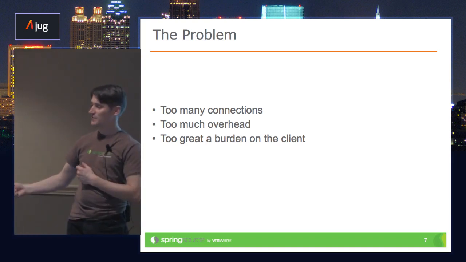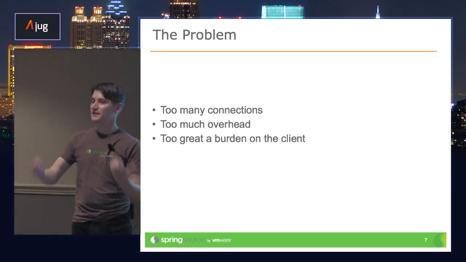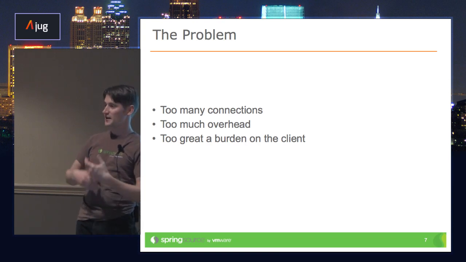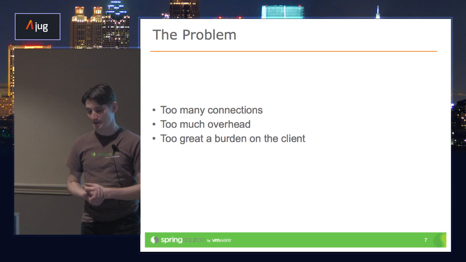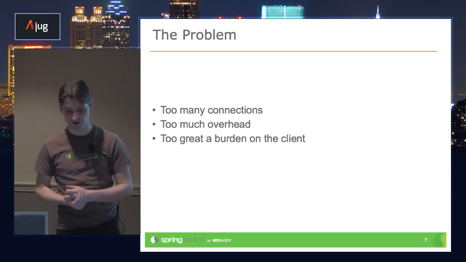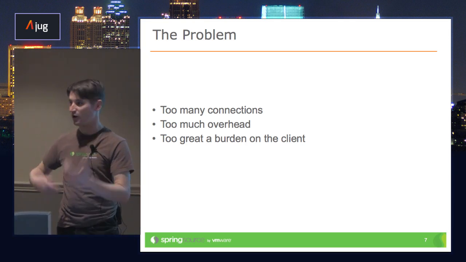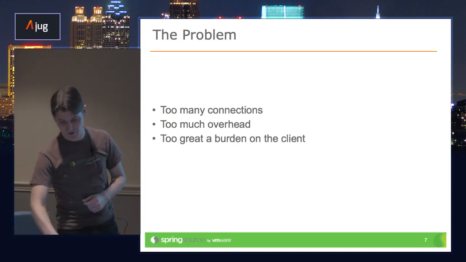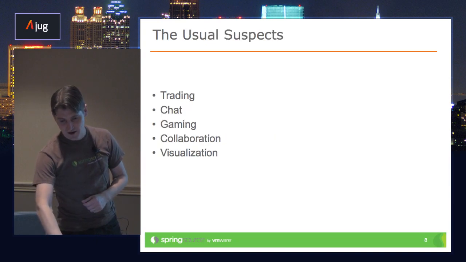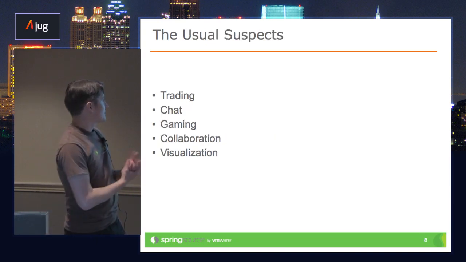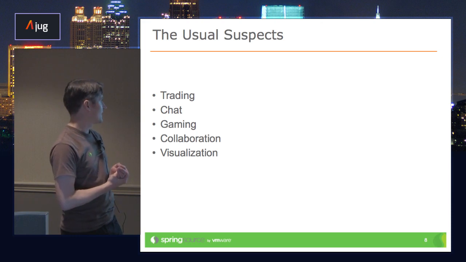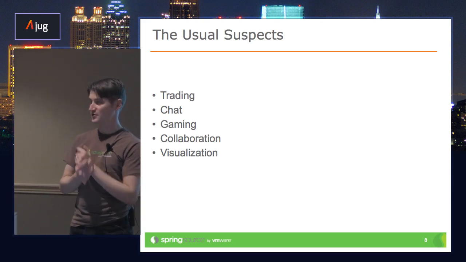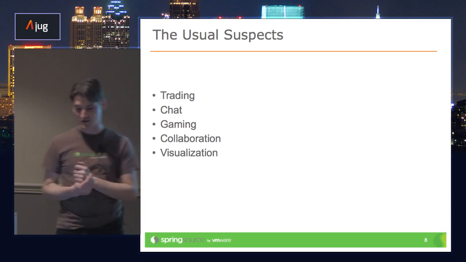So when we use certain polling techniques in current applications to get data from the server on a rapid basis, this imaginary real-time approach, we may end up with too many connections, lots of overhead, sending all those cookies back and forth, etc. And just too much of a burden for the client itself. Some examples where you might use it: trading, chat, gaming, the typical examples you had also with AJUG to some degree. Collaboration, visualization.